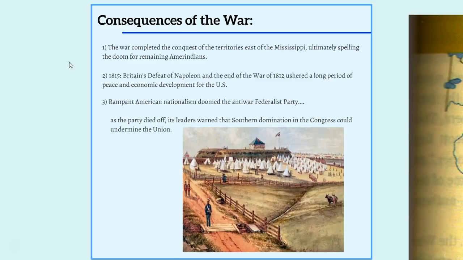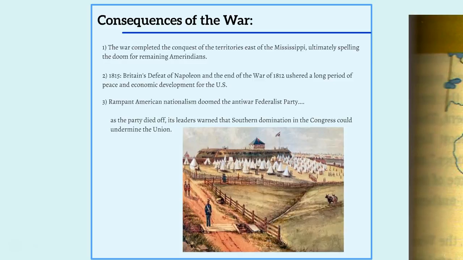Some of them suffered dearly during the War of 1812, but more generally, it's pretty clear the war enabled the U.S. government to complete its conquest and hold on these territories that will ultimately become states. And so it's just a matter of time, as we're going to see, a matter of decades really, before the Amerindian presence in this region is completely wiped out.